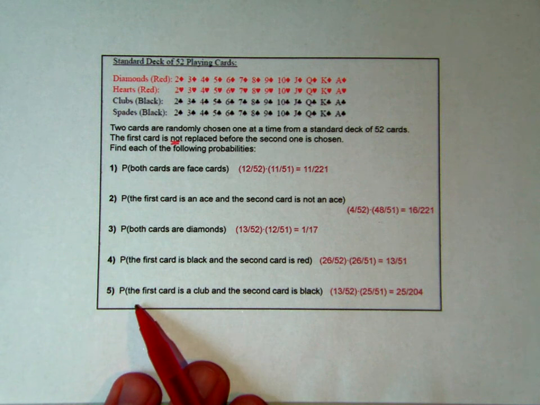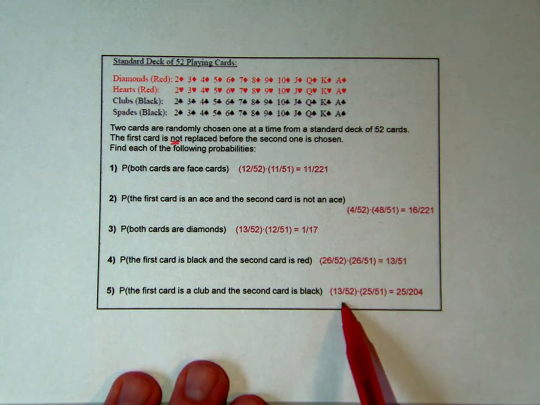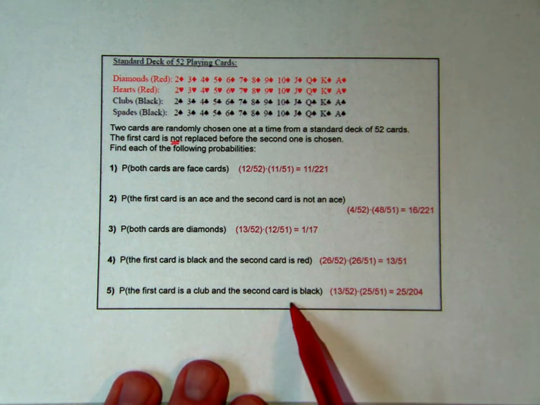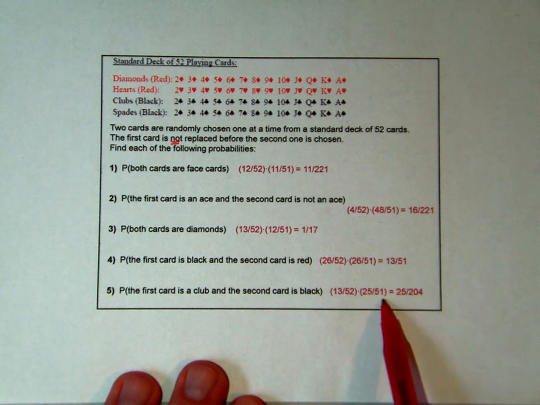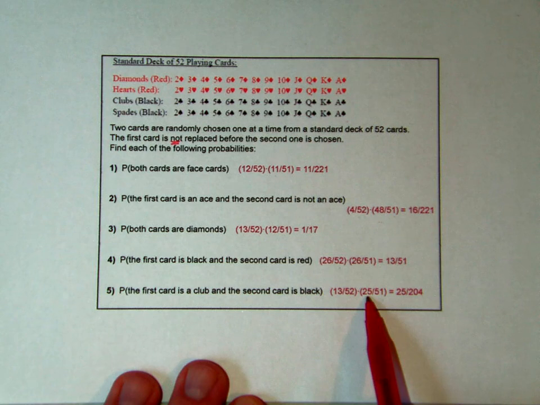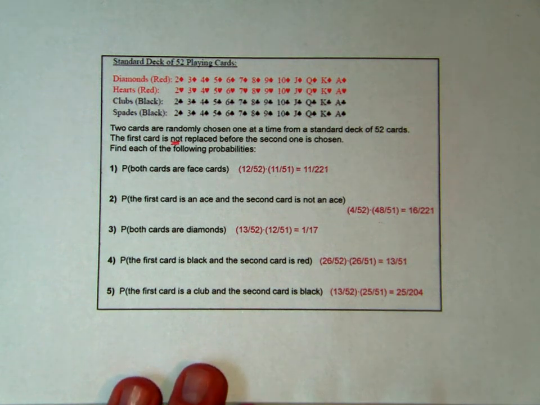Last one. The first card is a club, 13 out of 52 chance. The second card is black. Well, 1 less card to choose from. Since a club is a black card, there's 1 less black card from the total of 26. So we have 13 out of 52 times 25 out of 51, and then get our final answer.